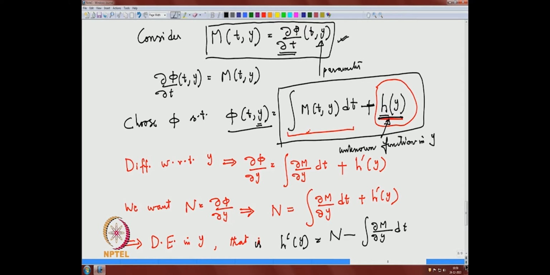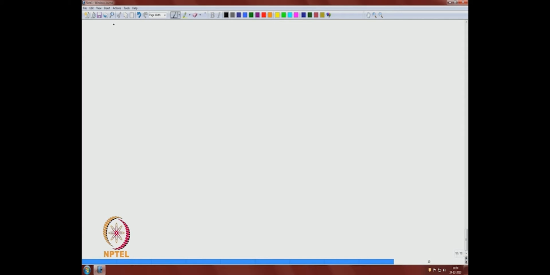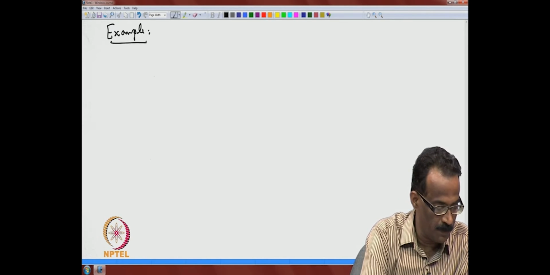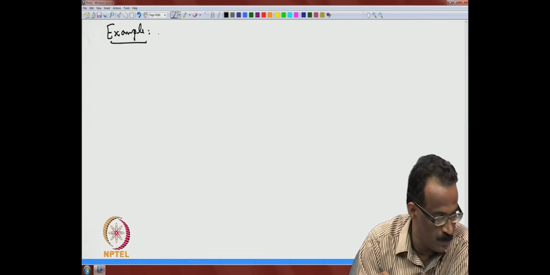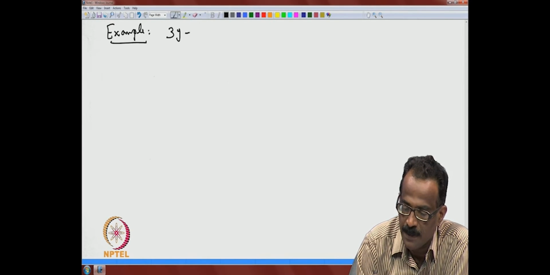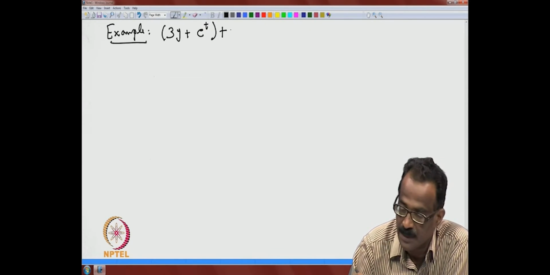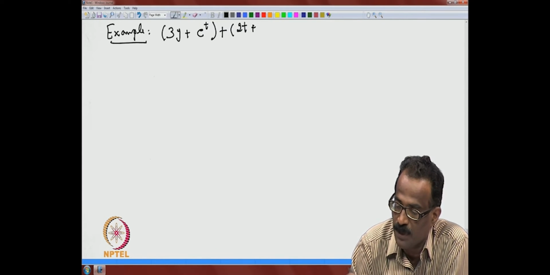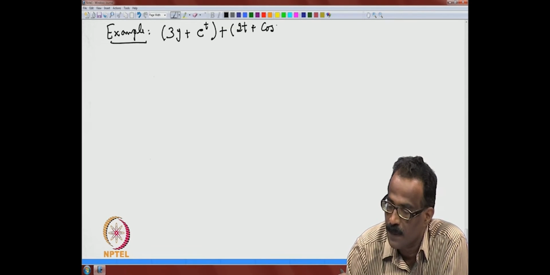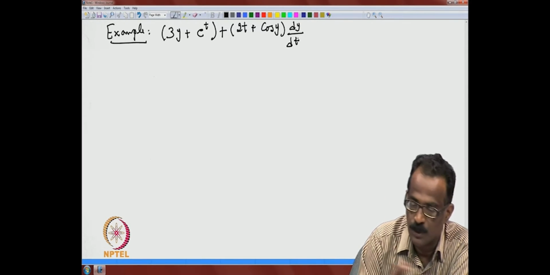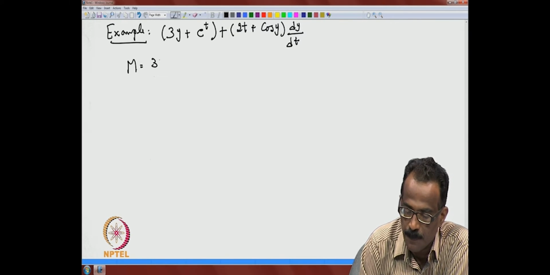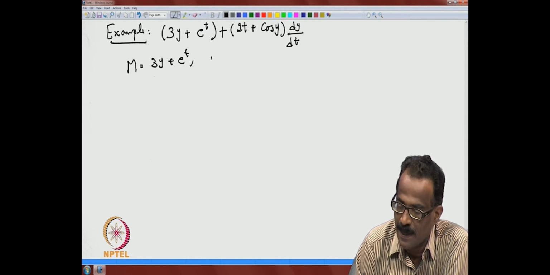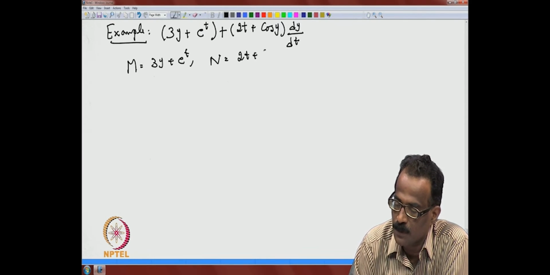Okay. So, let us take a quick example. You can have plenty of examples, but this is an artificially cooked up example, though any equation you can do. If a general problem is given, you have to put the differential equation in a suitable way: 3y plus e power t, plus cos of y into dy by dt. So, what is m here? 3y plus e power t, and n is equal to 2t plus cos y.